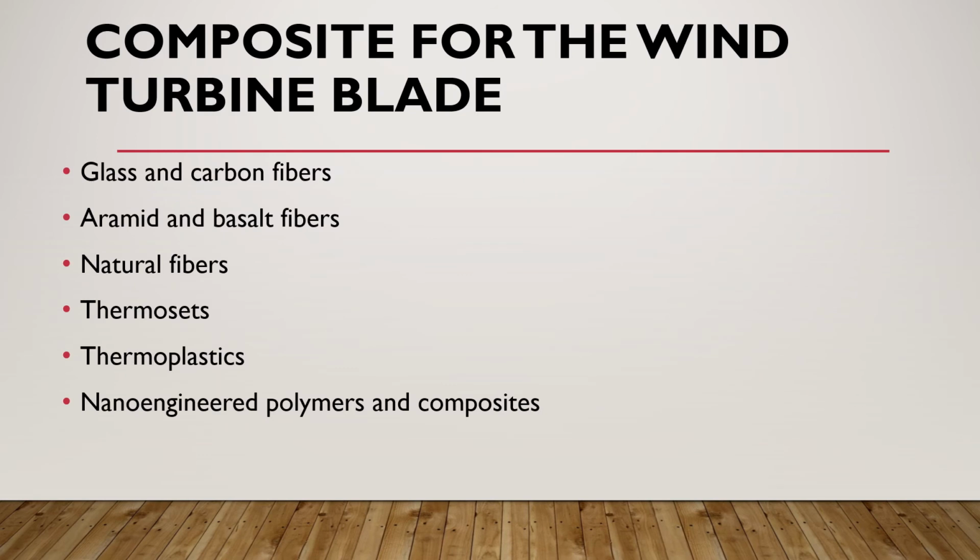Composites for the wind turbine blades. We have glass and carbon fibers, aramid and basalt fibers, natural fibers, thermosets, thermoplastics, nano-engineered polymers, and composites.